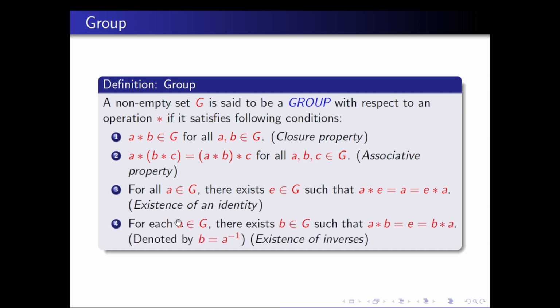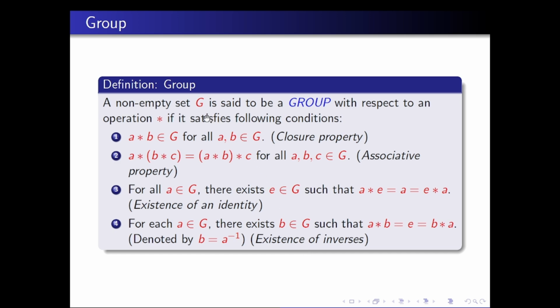Property number 4: for each A belonging to G, there exists an element B in G such that the product of A and B is the identity element E, and B star A is also E. This element B is denoted by A inverse, and this property is called existence of inverses of elements A in G.